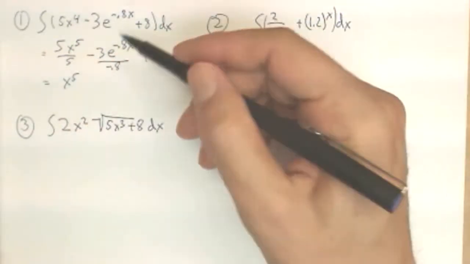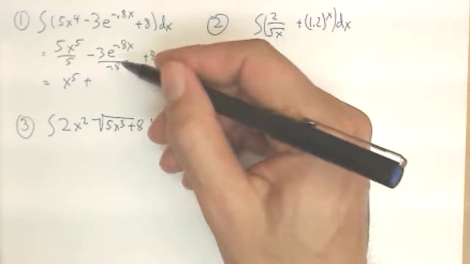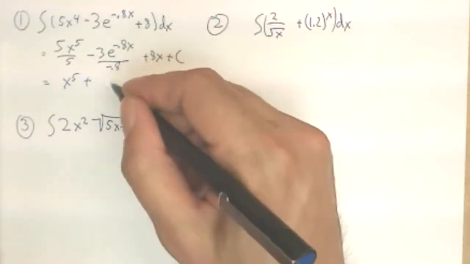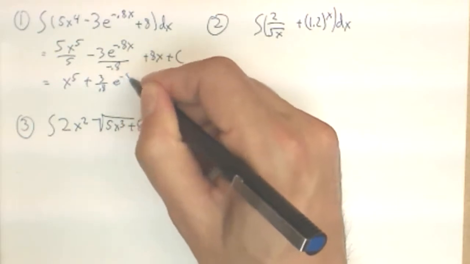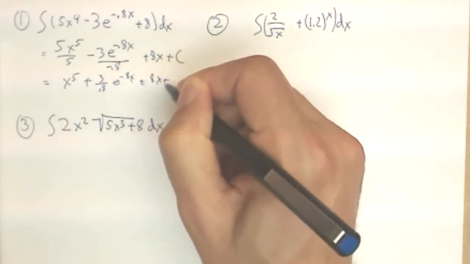Reduced, it would be x to the fifth, plus whatever negative 3 divided by negative 0.8 is. Use your calculator to reduce that. 3 over 0.8 e to the negative 0.8x plus 8x plus c.